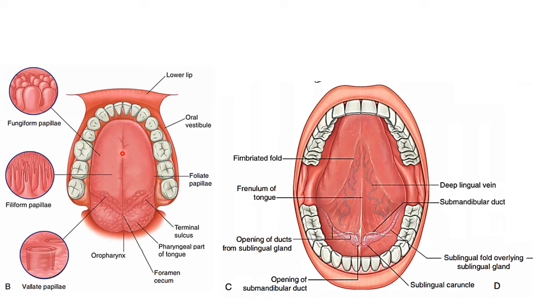We will name the bones forming the hard palate. Then we will describe the soft palate along with the muscles, their attachments and their nerve supply. Then we will describe the relations of the palate, and finally we will name the neurovascular supply of the palate.